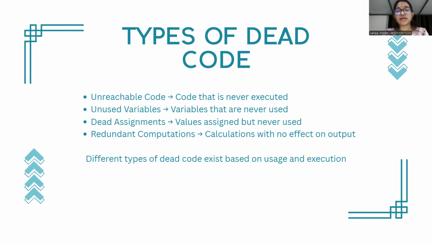The types of dead code. There are four types of dead code: unreachable code, unused variables, dead assignment, and redundant calculation. First one, unreachable code: code that is never executed. Unused variables: variables that are never used. The value assigned but never used is called dead assignment. And a calculation with no effect on output is called redundant.